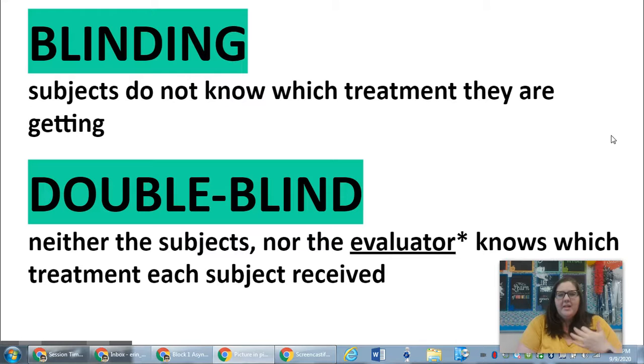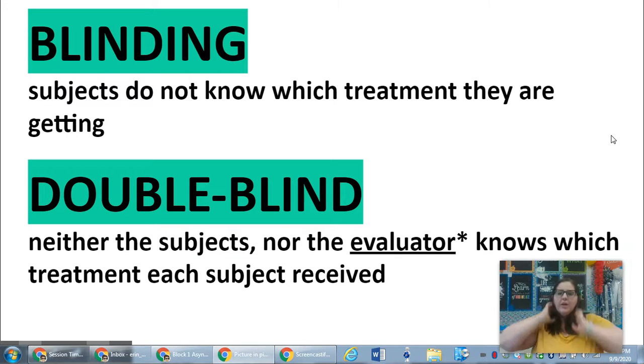So that could be a doctor, a nurse, anybody who comes into contact with the subject during the course of the experiment could be an evaluator. And if the evaluator or evaluators don't know which subject or which treatment each subject received, as well as the subjects, that's called double blind. Double blind is not always possible, but it is a good way to kind of control things.